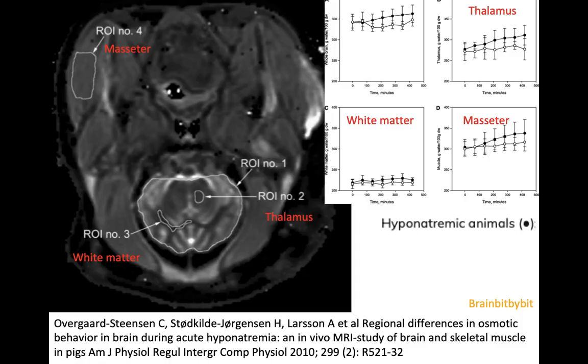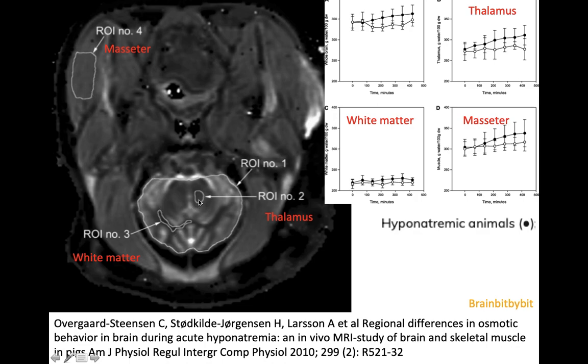Not all parts of the brain respond the same to hyponatremia, and there has been a nice article of a study done in pigs published in 2010. They had control pigs and hyponatremic pigs, and they looked at several brain regions and at the muscles of mastication.